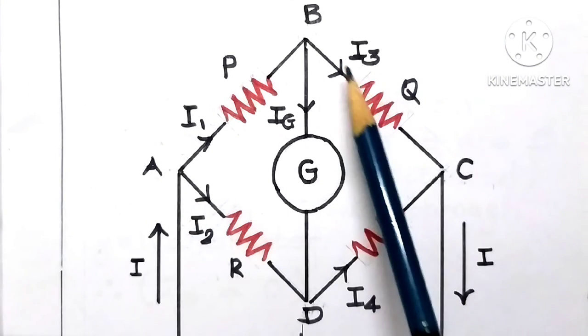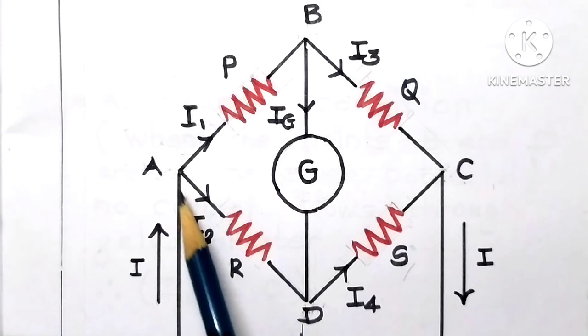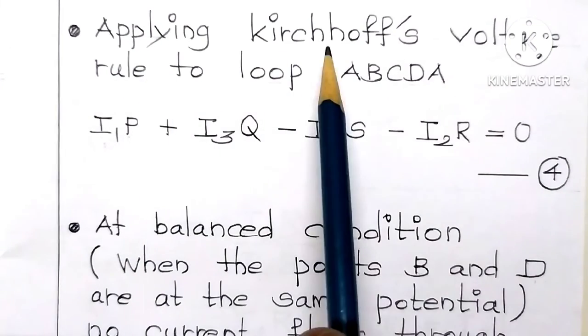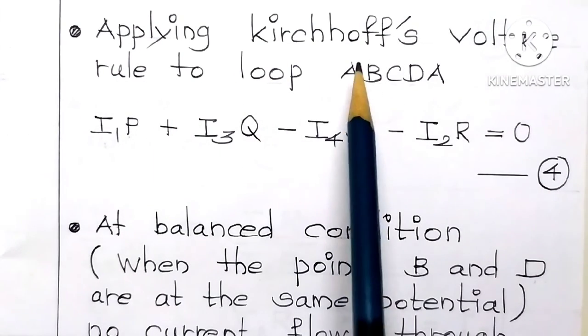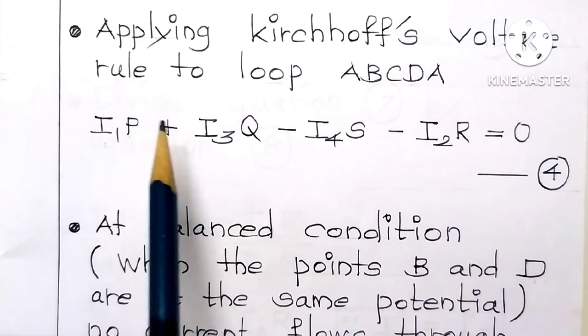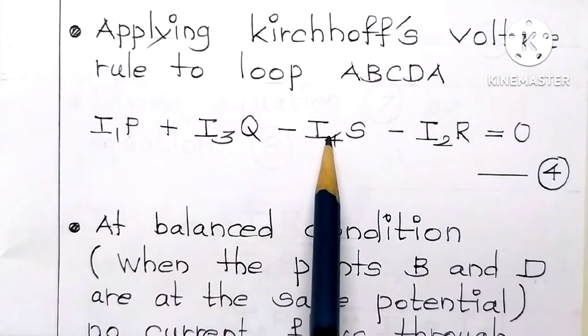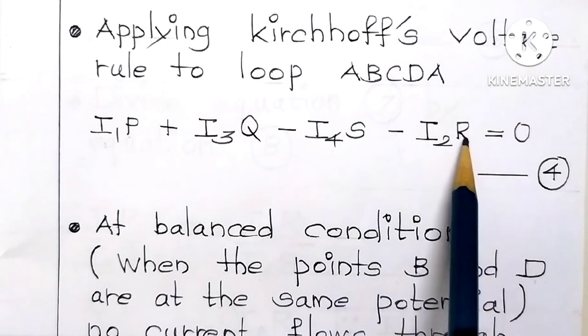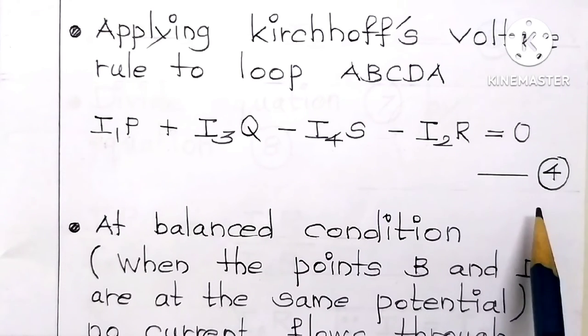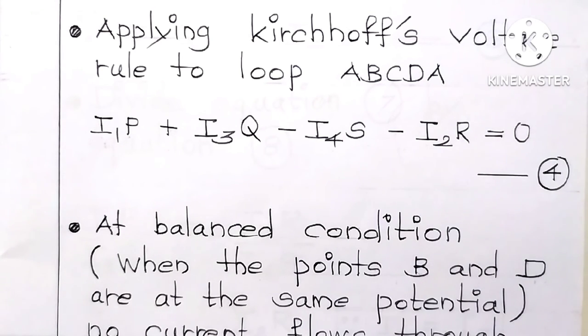Moreover, in this loop also there is no cell at all, so the EMF is equal to 0. Applying Kirchhoff's voltage rule to loop A, B, C, D, A, we get I1P plus I3Q minus I4S minus I2R is equal to 0. Let this equation be equation number 4.